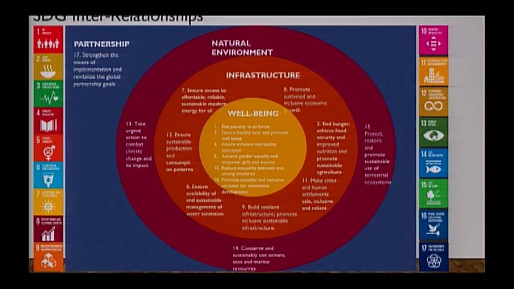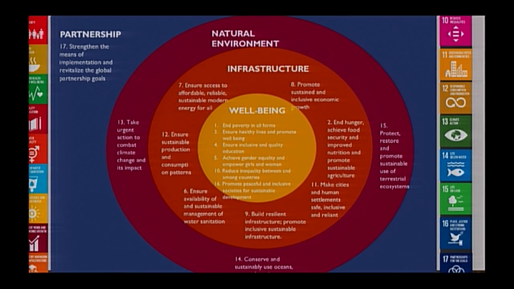It is obvious then that the natural environment ring needs to be surrounding the infrastructure and well-being rings, because it is within the natural environment that we have our infrastructure and well-being considerations. It's also obvious, planet Earth is round and our natural environment is the context for our built environment and our human habitation. So that makes sense.